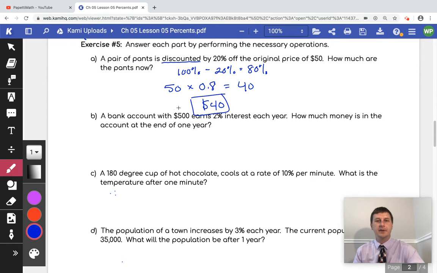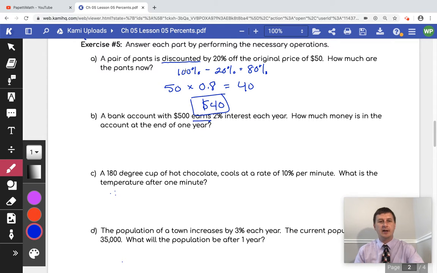All right, so let's take a look at part B. A bank account with $500 earns 2% interest each year. How much money is in the account at the end of 1 year? So we have a bank account with $500. We started off with 500 and it's gaining 2% interest every year. And it's only going to ask about how much at the end of 1 year, so it's only going to earn that 2% once. So how can we figure this out?